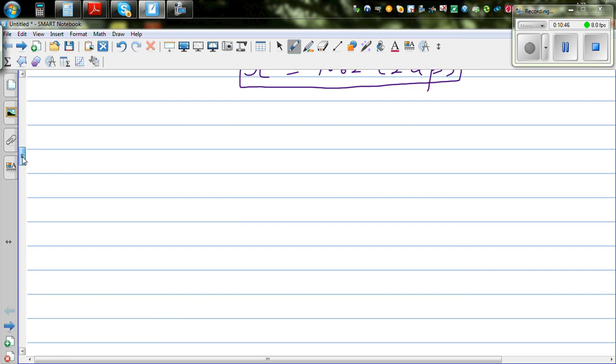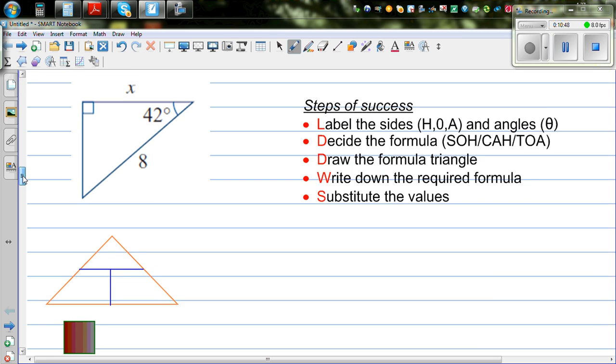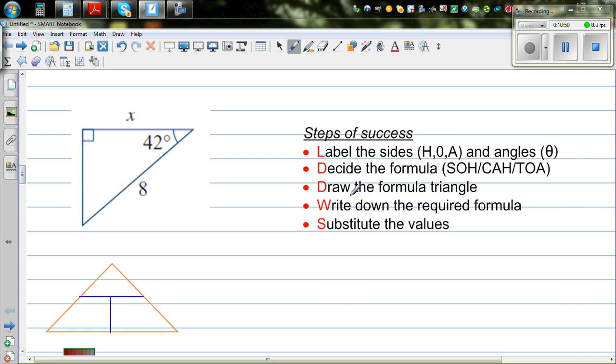Okay, the last question. How will we do this? So here, this is the angle. Let's first label what you're dealing with. This is the right angle, and this is the side which is opposite to the right angle. So this is your hypotenuse.